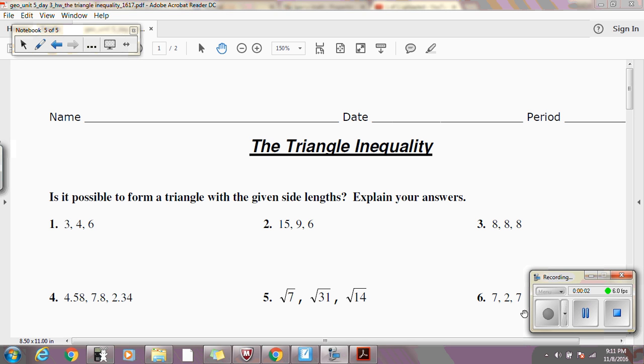Unit 5, Day 3 homework tutorial. On this tutorial, I'll work through the odd problems with you, but you're going to have to do the evens on your own.